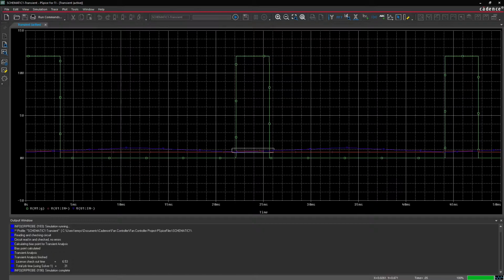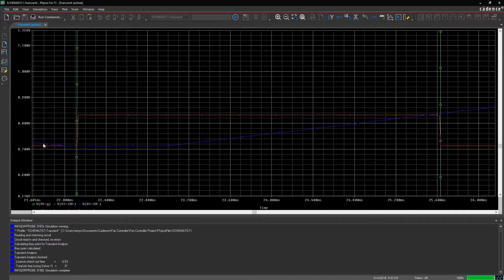I can zoom in here. You can see that whenever the negative input gets low enough, then the device triggers at the output and switches. The switching causes the threshold to shift, which causes it to switch faster, and then the threshold goes up to a higher value.